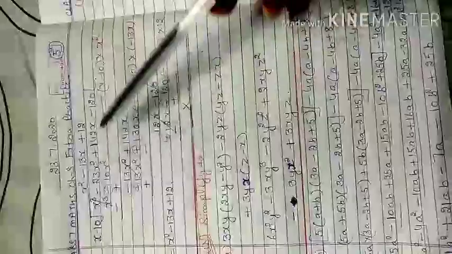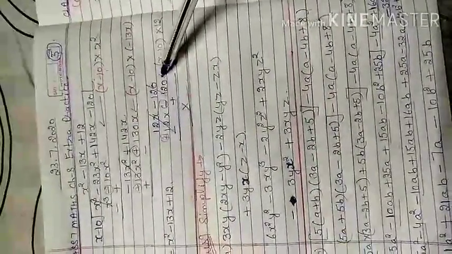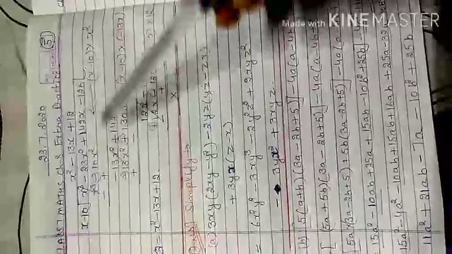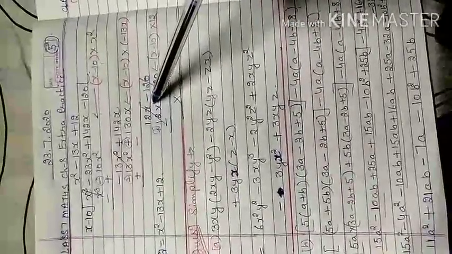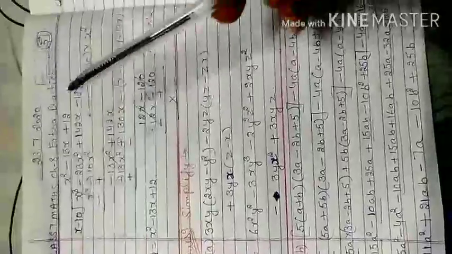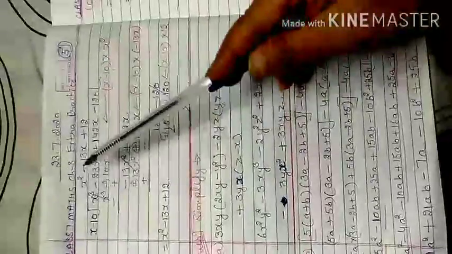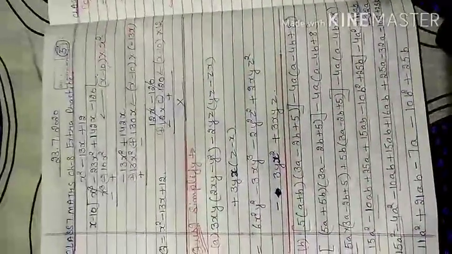So that will be cancelled. 142x minus 130x gives me 12x, minus 120 carry downward. Next target is 12x. Now x will be multiplied by 12, give me 12x, and 12 also multiplied by minus 10, give me minus 120. Remainder is 0, and my quotient is x square minus 13x plus 12.